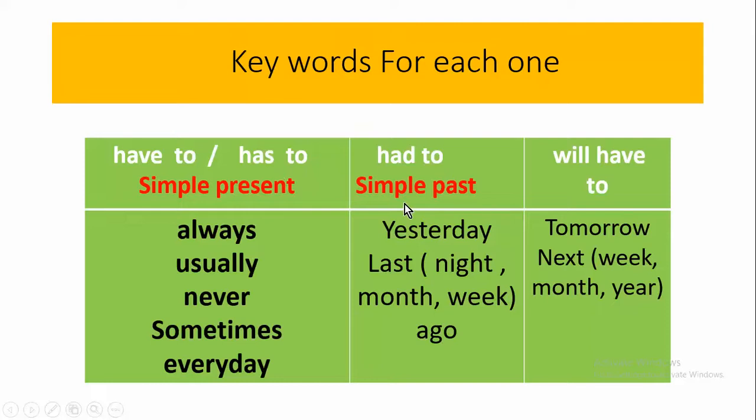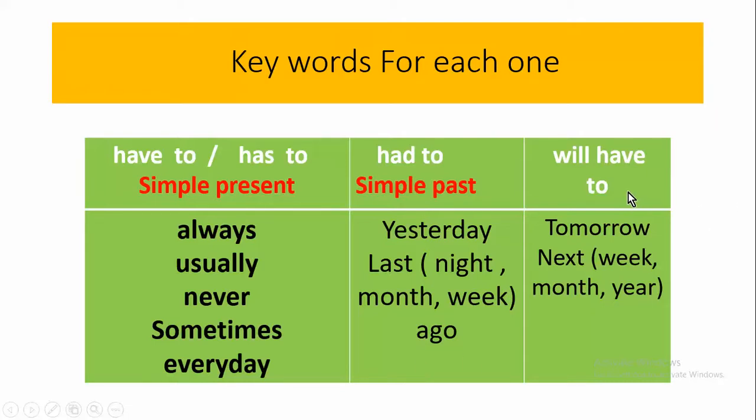Had to. Had to is as a simple past, and the keywords of the simple past are used with had to. If you see in the sentence one of these, you can use had to because they are keywords for the simple past: yesterday, last night, last month, last week, and ago. Also, you can use had to with years in the past.